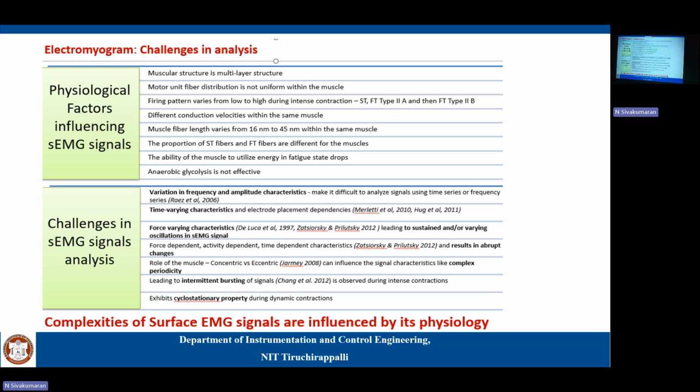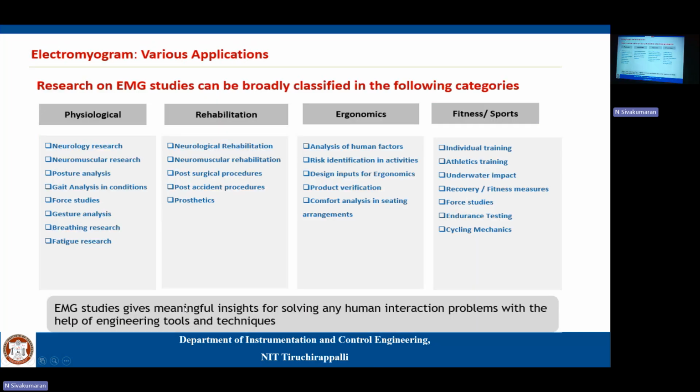Why am I telling you all these things? Because ultimately, with EMG, we want to use it for some application. So you have to decode the EMG and try to understand what happens at the muscle level, and only then can it be used for any application. So these are some of the research areas where we can use EMG.